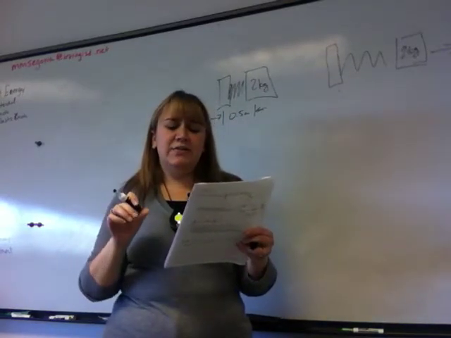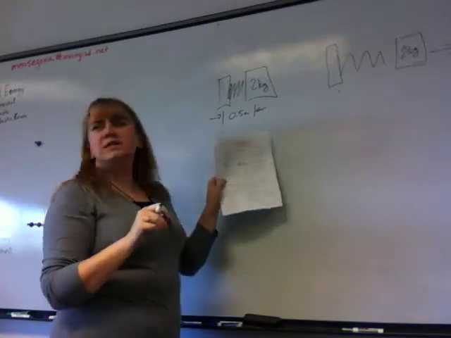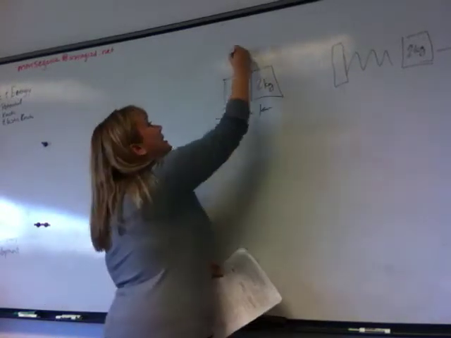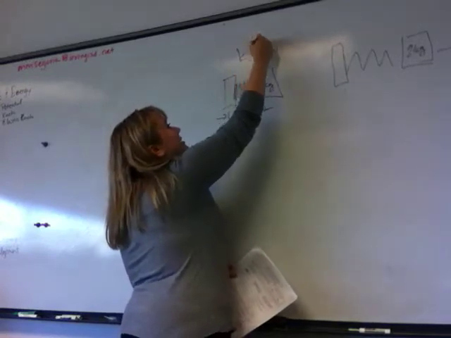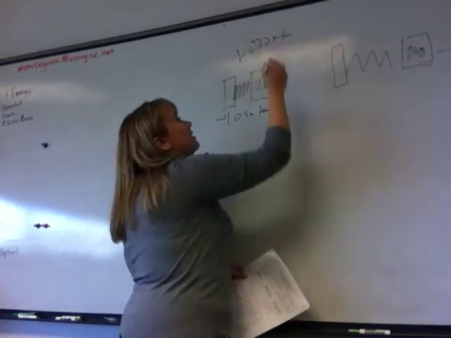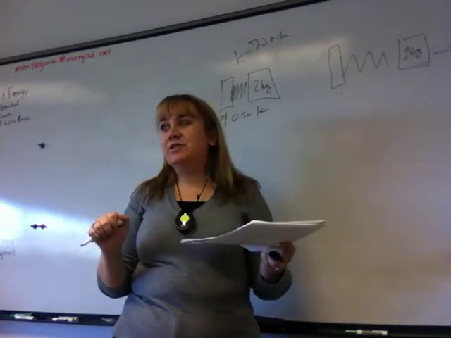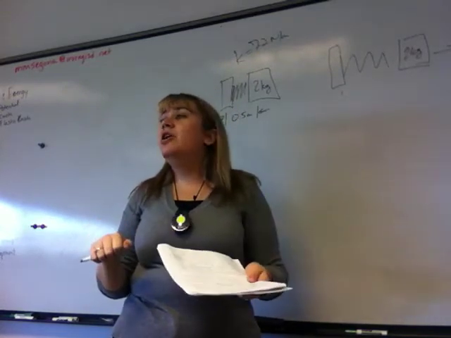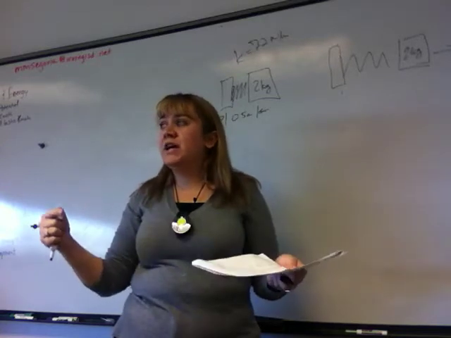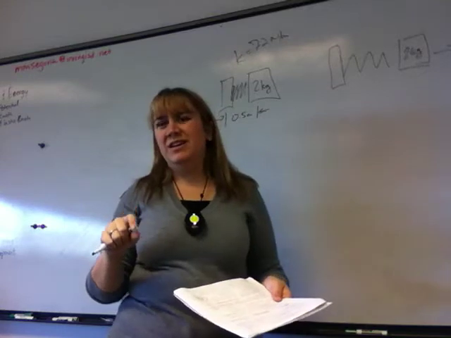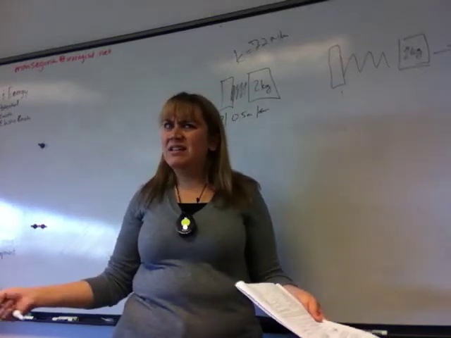If k equals 72 newtons per meter, so what's k again? k is our spring constant. How fast is the object going after the spring is released? So we want to know the speed of our box after we've released the spring. So how are we going to find that?